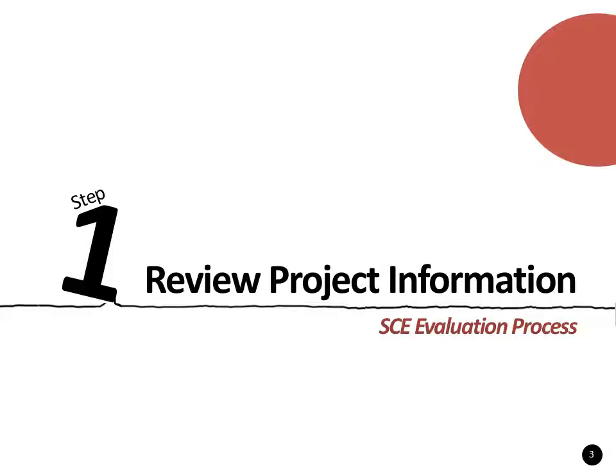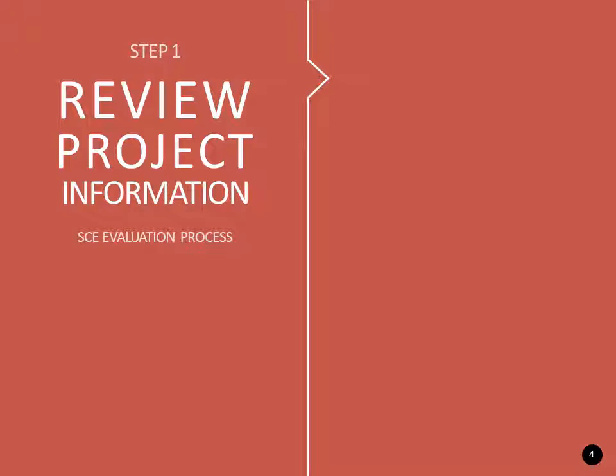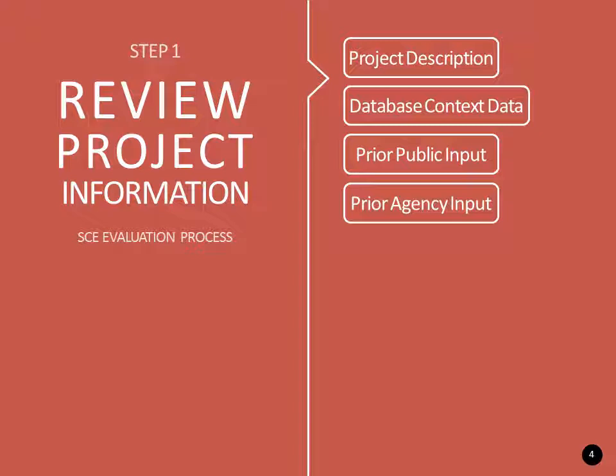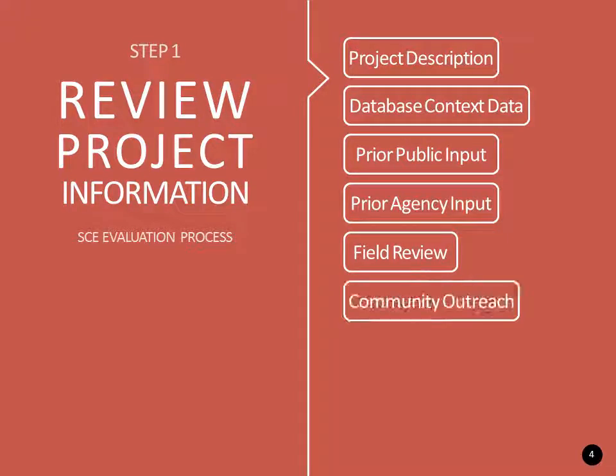Let's get started. Step 1 involves review of information about the project and the project context that's already been compiled for the SCE evaluation, as well as information from any evaluations performed for the project in the past. This information includes the project description, context data from a resource database, prior public input, and prior agency input. This step also includes some initial data collection through field review of the project area and community outreach.